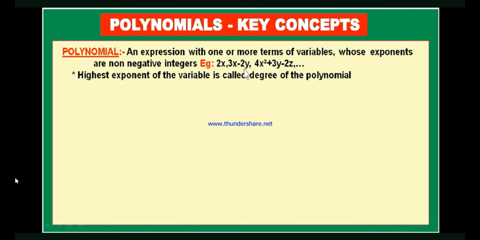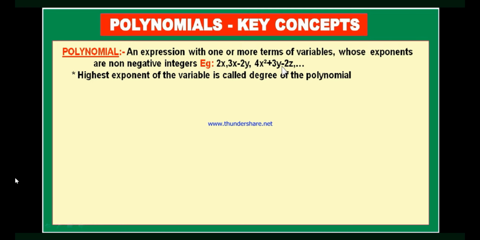And in the second case, the polynomial is 3x minus 2y. Here, there are two variables, x and y. The exponent in the first term is 1 and the exponent in the second term is also 1. Then the highest exponent of the variable in this total expression is 1. Therefore, the degree of this polynomial is also 1.